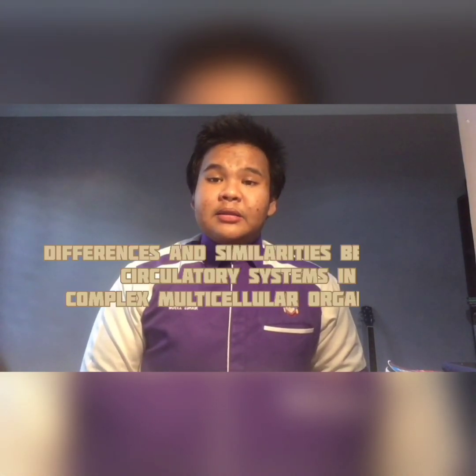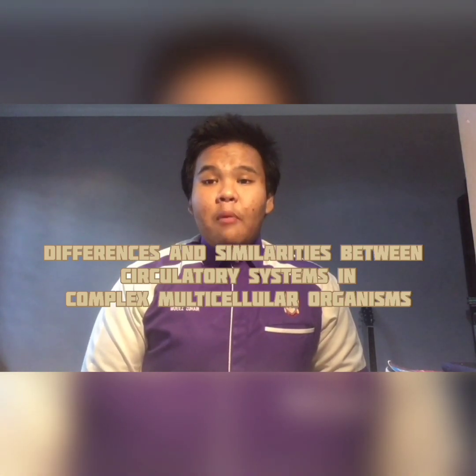Hello guys, now I will explain to you the differences and similarities between circulatory systems in complex multicellular organisms. First of all, let me explain the similarities. The first similarity is that the circulatory system is found in all multicellular organisms. Second, the circulatory system consists of a heart to pump blood, or hemolymph for insects. The third is that the circulatory system functions to transport nutrients and waste across the body. The fourth is that the heart consists of valves to ensure blood flows in one direction.